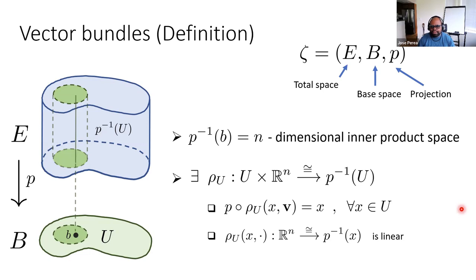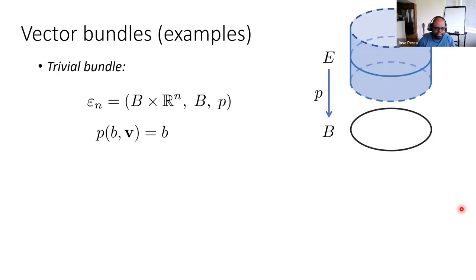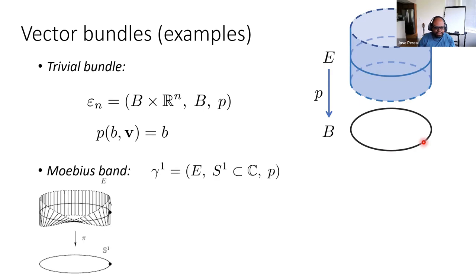But let me give you some examples to ground the discussion. So perhaps the simplest example you can think of is the trivial bundle, right? What it is, you take your base space B and you just take the Cartesian product with R^n. And the projection is just recovering the first coordinate. So in this example, you're just putting R^n trivially over every little b. Okay, very simple example.